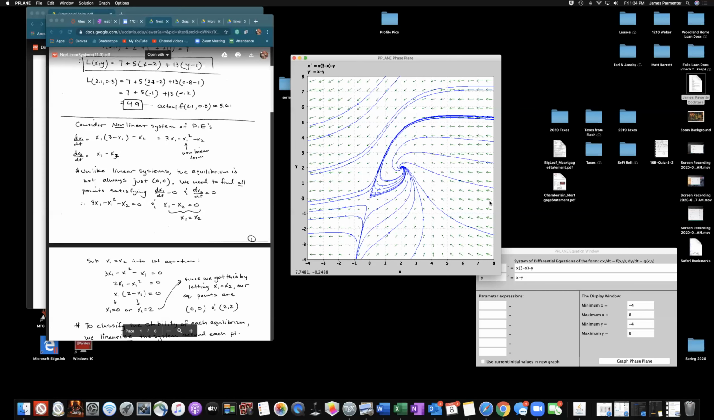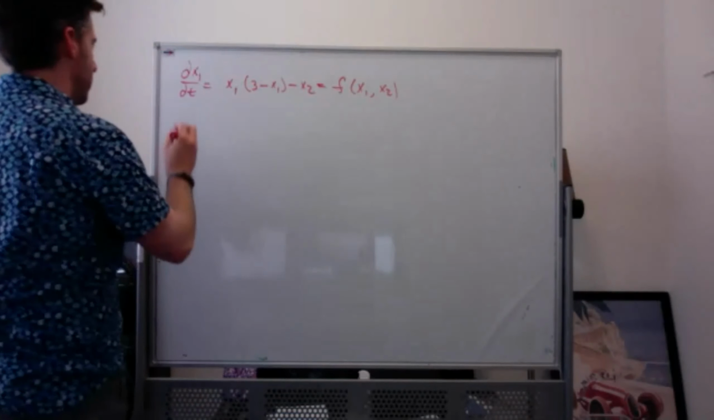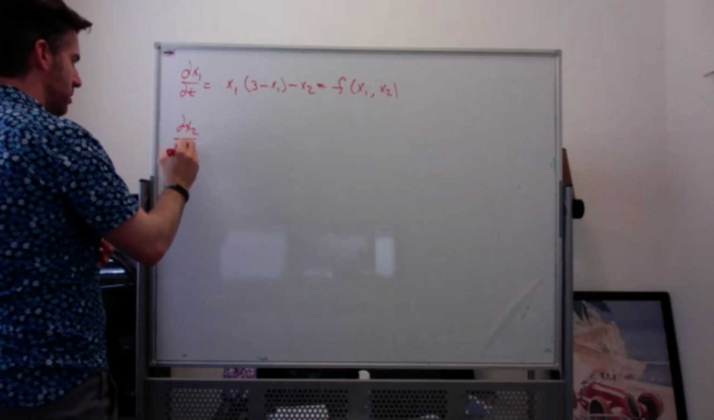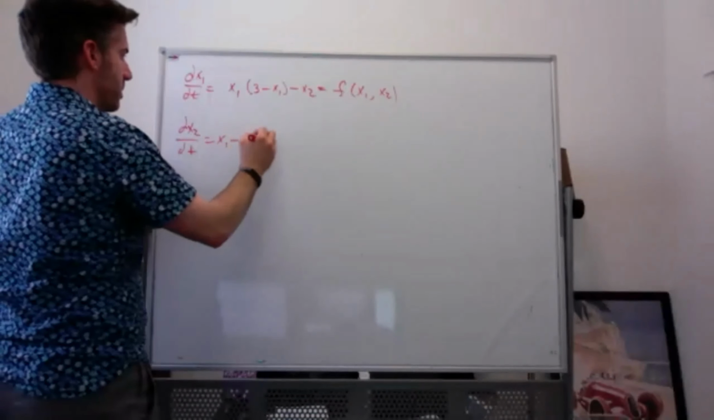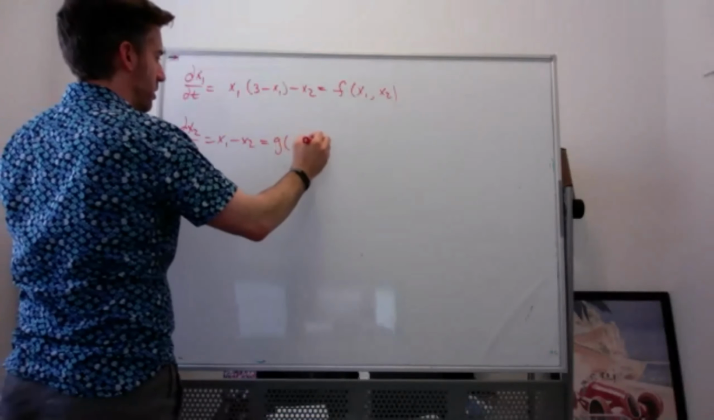So dx1/dt equals x1 times 3 minus x1. And again, I usually think of the first one, the x1, as our f of x1, x2. And yes, I should stop sharing my screen so you guys can see what I'm writing. And then similarly, dx2/dt equal to x1 minus x2 is g of x1, x2.